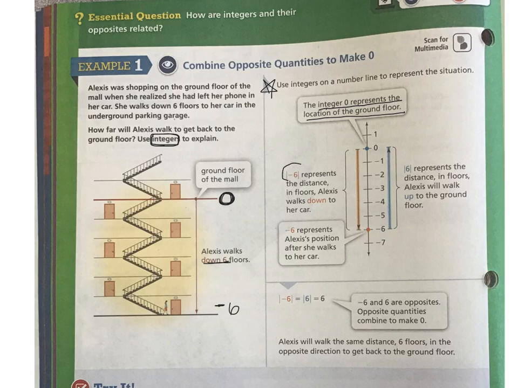The absolute value of -6, that's what those bars on either side of the number -6 represent. This is called absolute value. It represents the distance in floors that Alexis walks down to her car. Okay, she goes down and lands at -6, which is where her car is located. But the absolute value of -6 tells us how far she walked. Okay, so in this case, the absolute value tells us the distance she walked. In this case, she walked 6 floors.